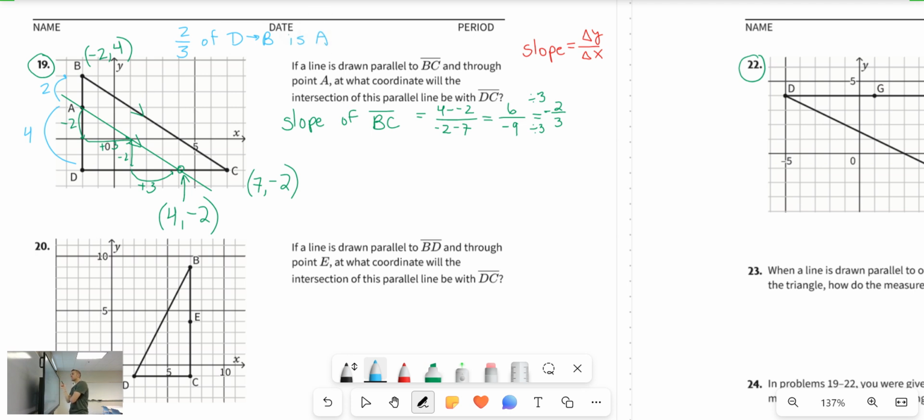Which means that if the line is parallel with BC, if A to some other point is parallel, it's going to have that same relationship. Then we could also say that 2/3 of the way from D to C is the intersection.